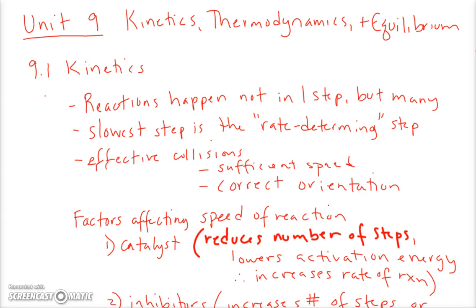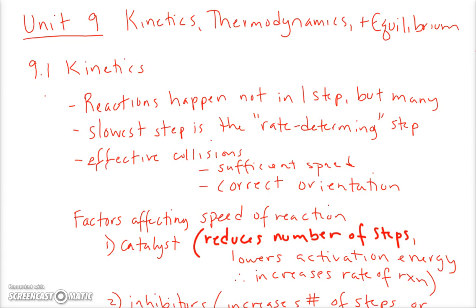Now, in order for a reaction to happen, the molecules have to collide, but those molecules have to collide successfully or effectively. So effective collisions means that the molecules will collide with enough speed and with the right orientation. That means they have to be moving fast enough and they have to be aligned properly in order for the reaction to actually take place. Now, there are several factors that affect the speed of a reaction. We're going to go through each one of these.